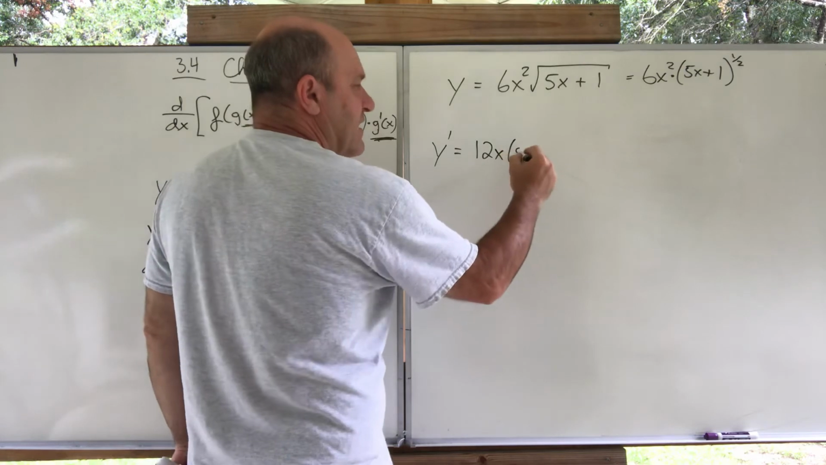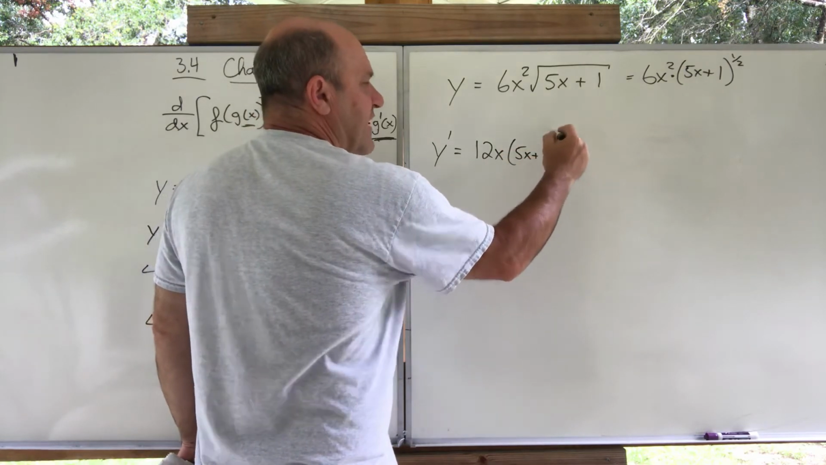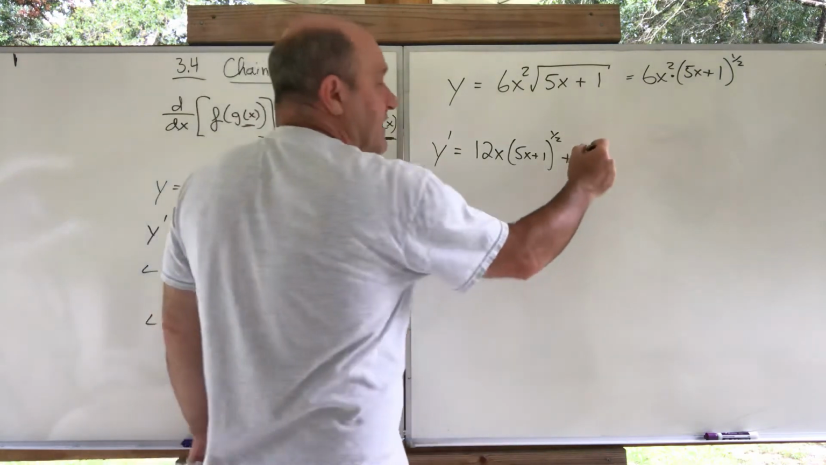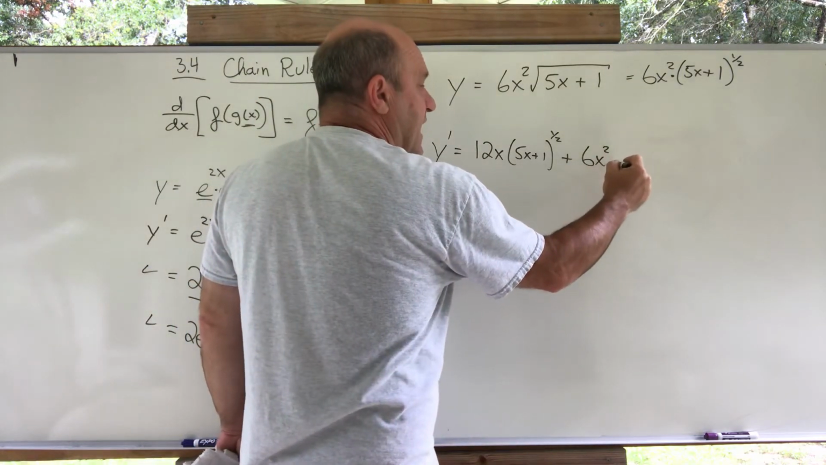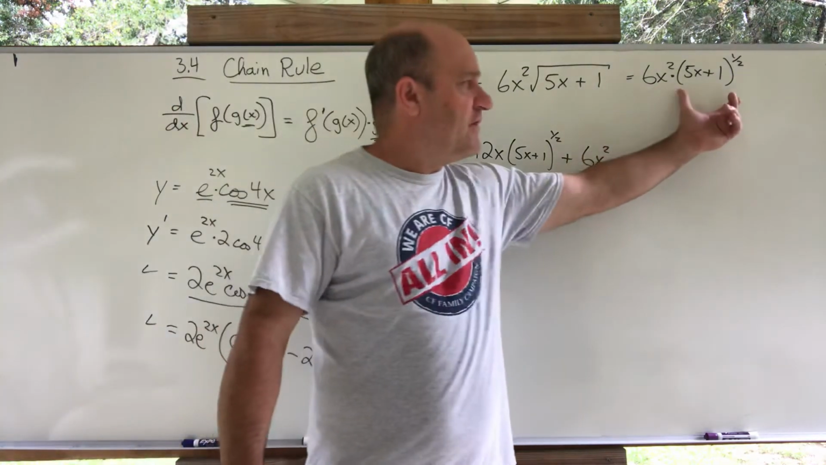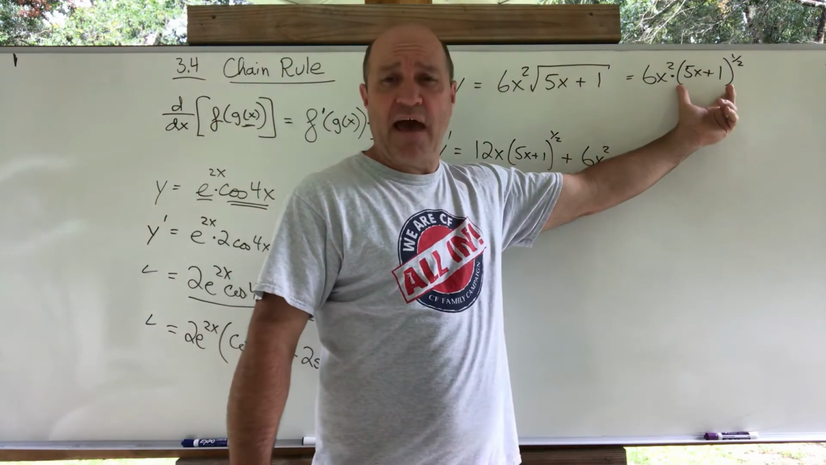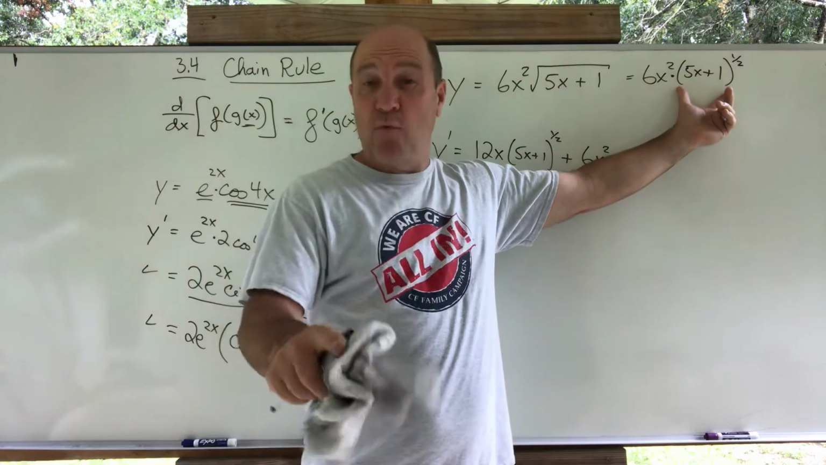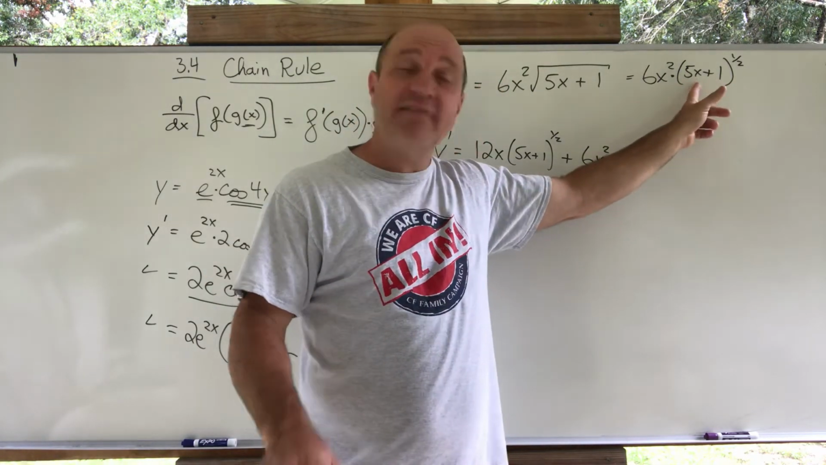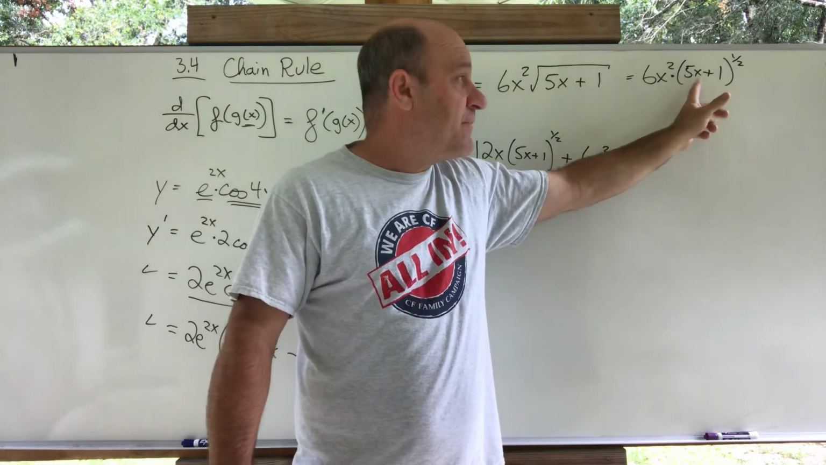Write down the second, 5x plus 1 to the half, plus, write down the first, that's my 6x squared. And now I'm taking the derivative of that second part, the derivative of this 5x plus 1 to the half. It's not too hard, it's a little power rule, but it's got something inside it. It's a little chain rule. I think at the end it's going to spit out a 5.